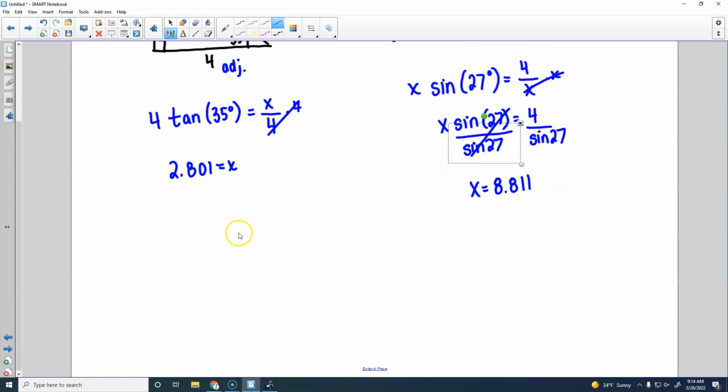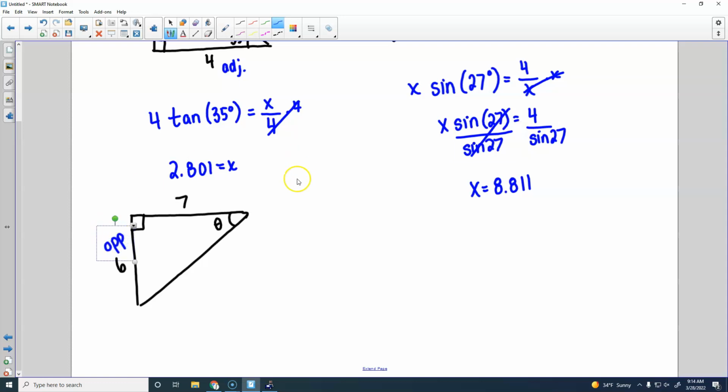You also need to be able to find angles that are missing. So let's say that this side right here is 6 and this side right here is 7, and that we want to know this angle right here. So whenever we look at this, Reese, 6, would that be opposite, adjacent, or hypotenuse? It is opposite because our angle right here is over here on the side.